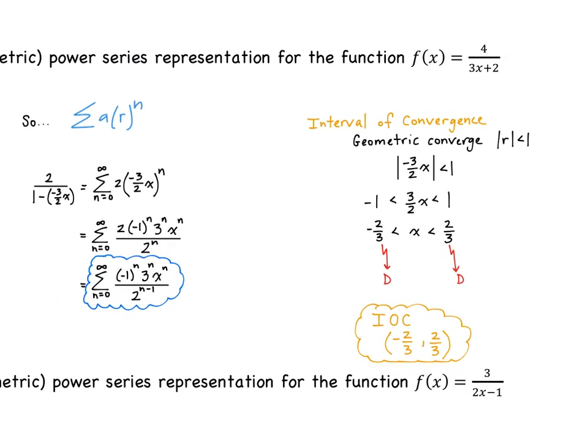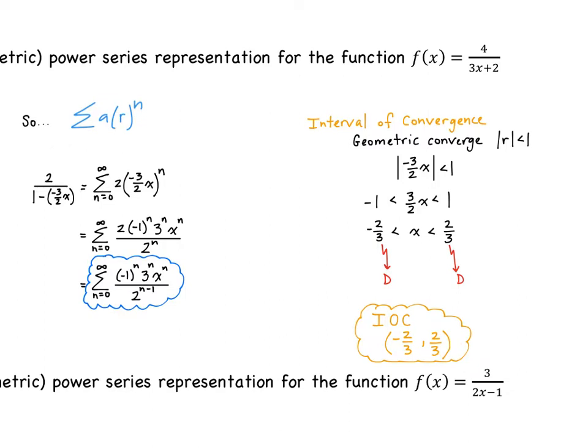Now, if you were to test these endpoints into our power series, you're going to get a diverging series when we plug in x equals 2/3. You're going to get just 2 times 1 to the n, all right? And then when x equals negative 2/3, we're just going to get an oscillating series, so that diverges. So typically with these geometric power series, the endpoints will always diverge. So our interval of convergence is negative 2/3 to 2/3, not inclusive.